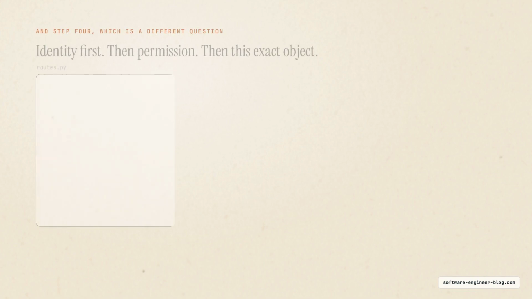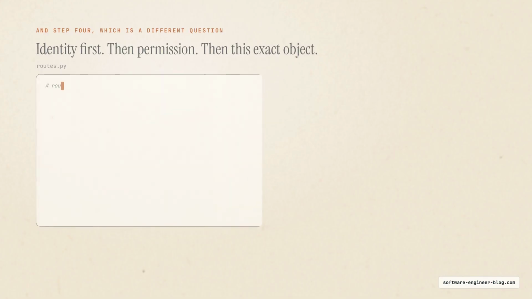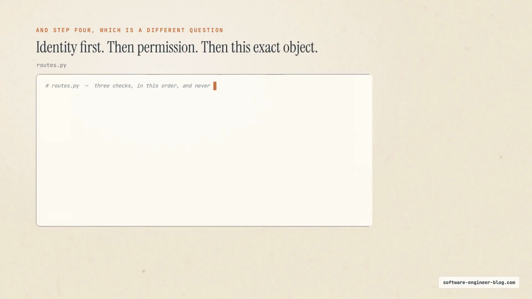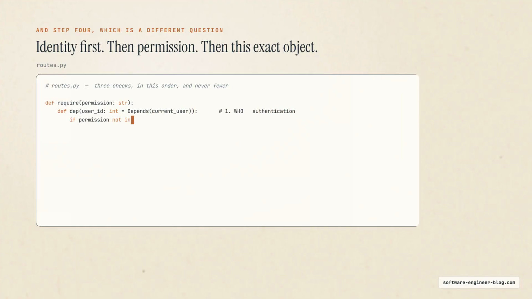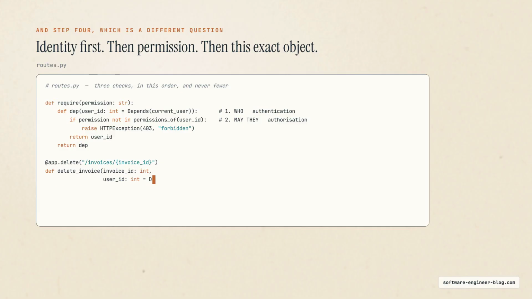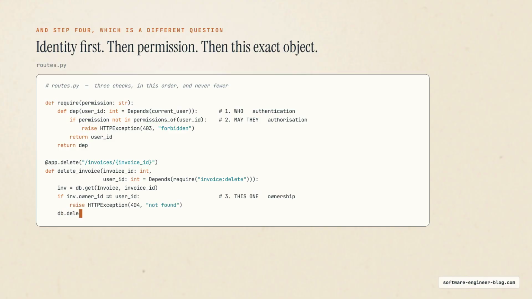And step 4, which we now know is a different question. Look at the order of these lines, because the order is the lesson. First, who. The dependency runs the identity check and gives you a user ID. Second, may they. Does this user hold the permission this route names? If not, 403. Third, this exact object. Does invoice 88 actually belong to this user? Because a role that says you may delete invoices does not say you may delete that one. Object-level ownership is still a separate check every single time, even with a role that allows the action in general.